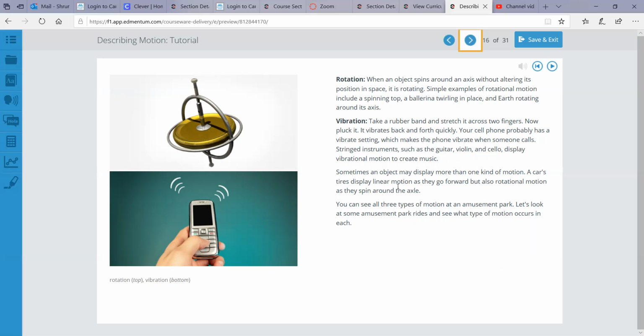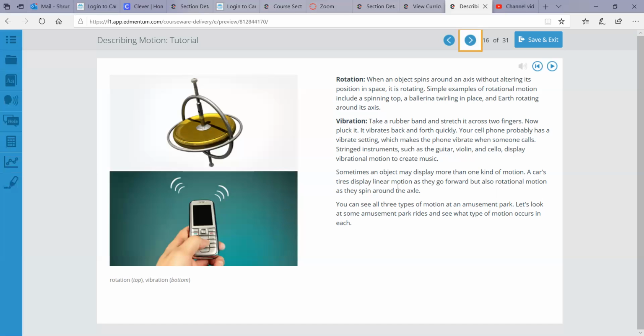Take a rubber band, stretch it across 2 fingers, pluck it, and it'll vibrate back and forth super quickly. Your cell phone probably has a vibrate setting. I know I use mine all the time. And it makes the phone vibrate when someone calls.